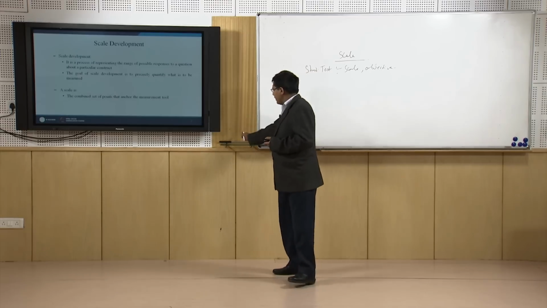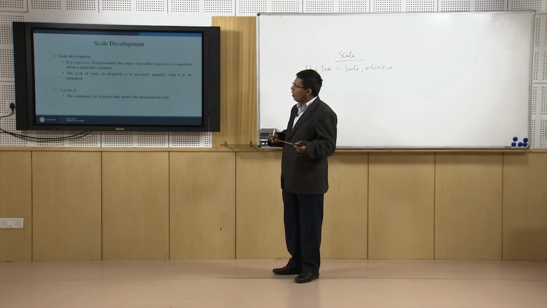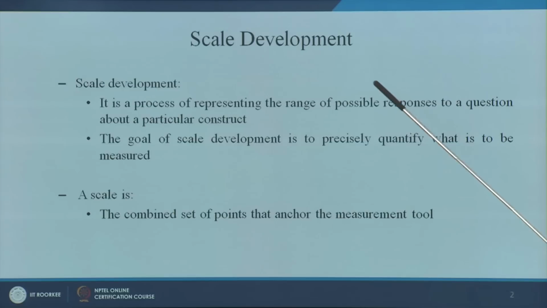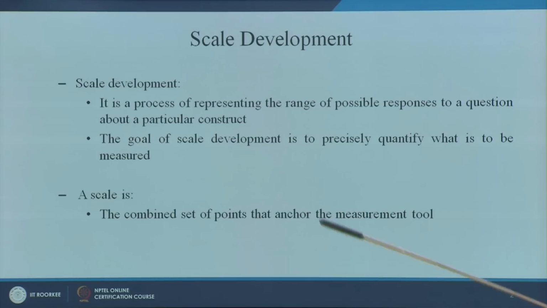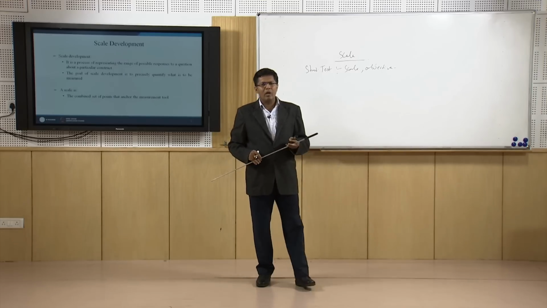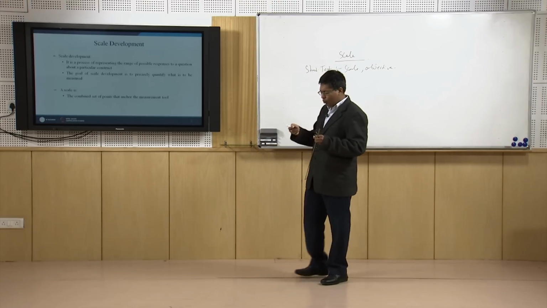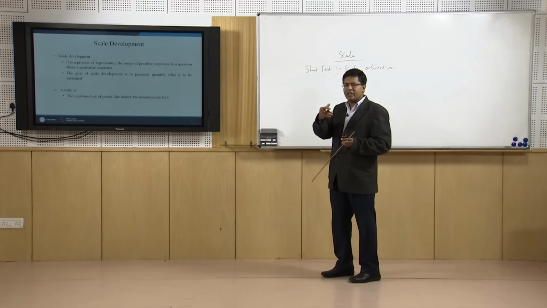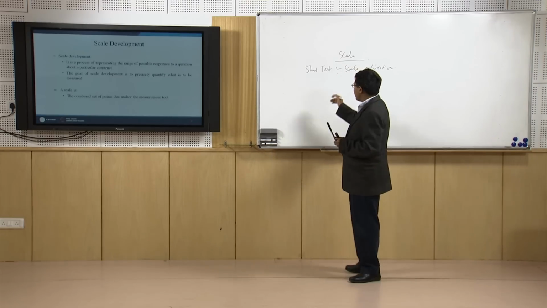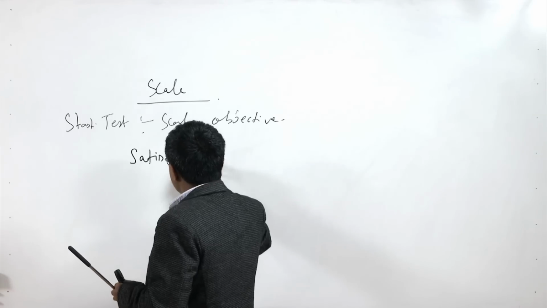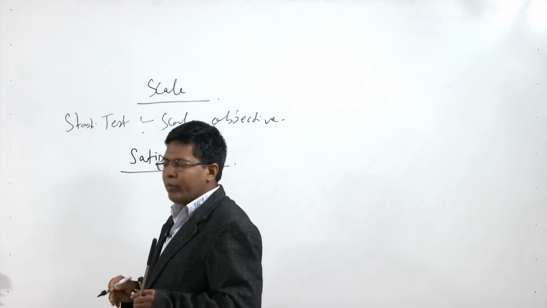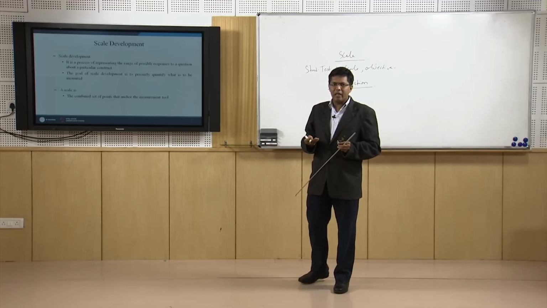It says scale development is a process of representing a range of possible responses to a question about a particular construct, right. It says the goal of scale development is to precisely quantify what is to be measured. So, that means scale development helps to actually measure, to calculate or to quantify something that is a very integral part of the research process. For example, as I said, satisfaction, okay. Now, the question is, how do I measure satisfaction? So, to measure satisfaction I need to develop a scale, right.